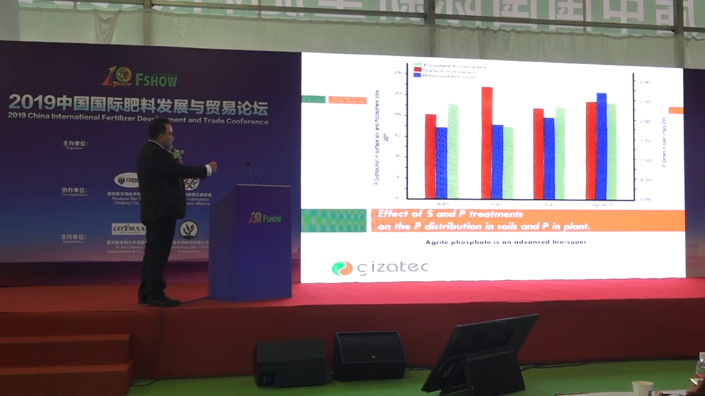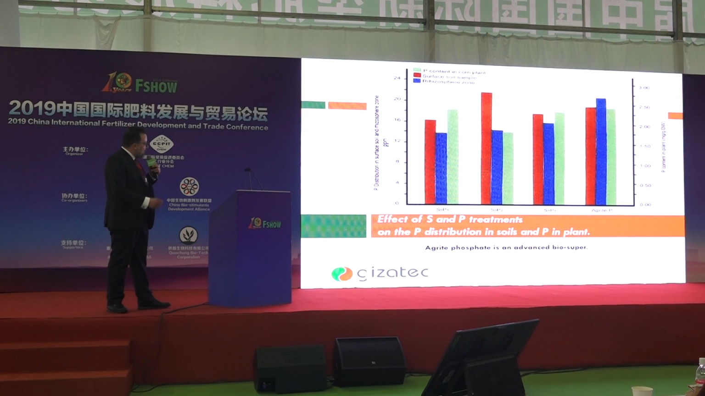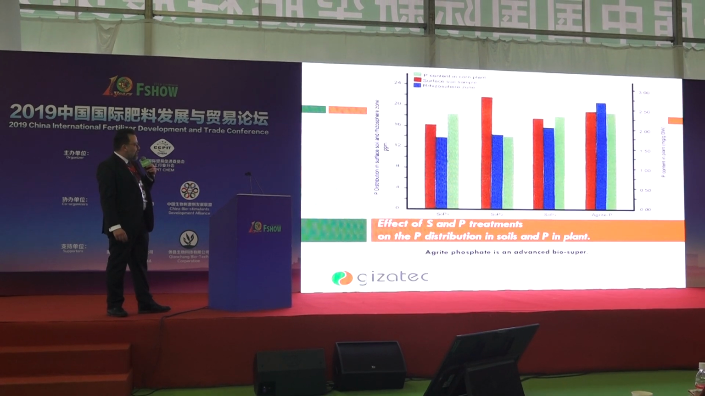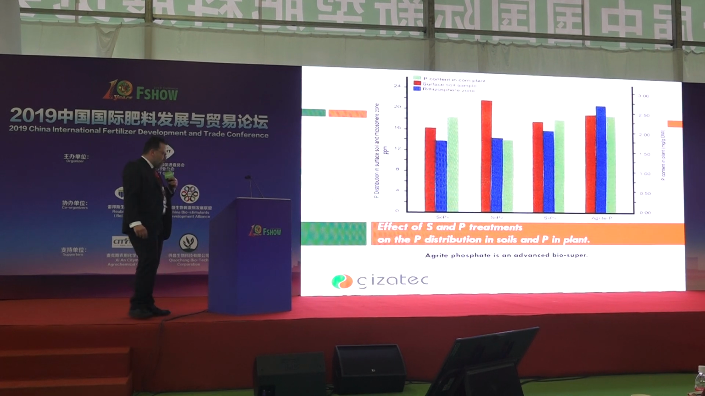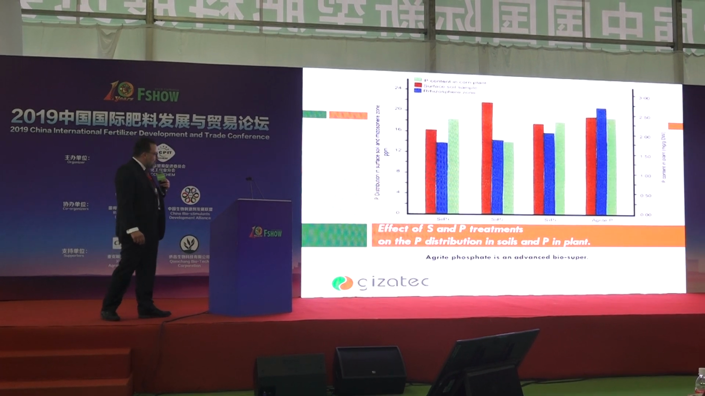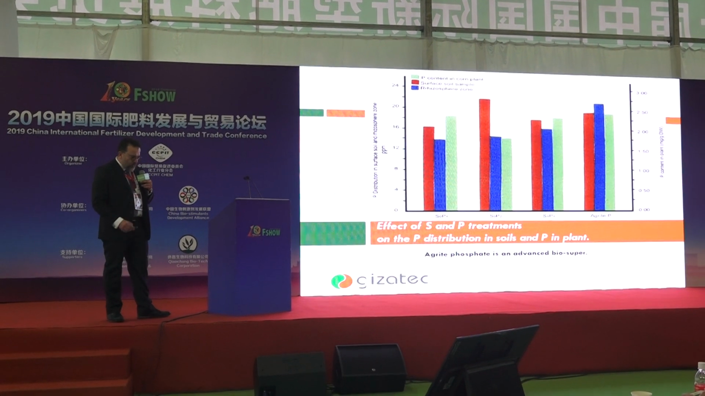When we start adding sulfur in the third set of columns, then the phosphate in the rhizosphere increased. And when we went to Acrite phosphorus, which is an Isotech product, yes, you can see the maximum availability of phosphorus in the root zone, which is most important for us.